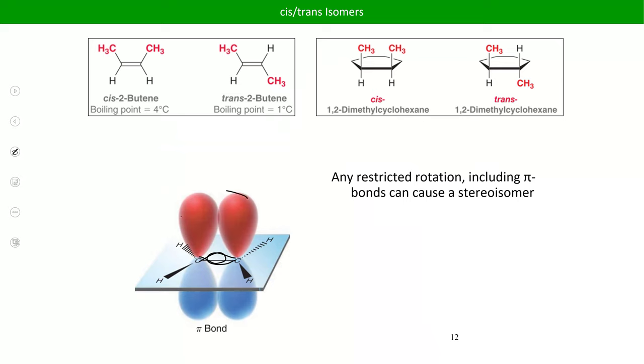But pi bonds, because they have this above and below factor, you can't twist one of the carbons without breaking that orbital overlap. And so we actually do see a difference in the molecule. It's not a conformational change, because you actually literally have to break this bond in order to go from the cis to the trans.